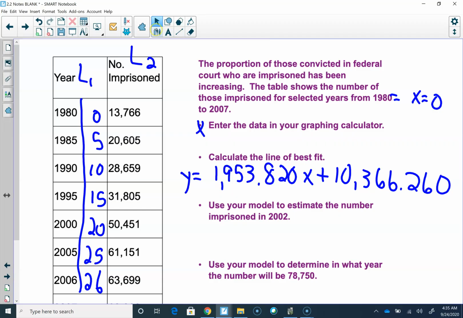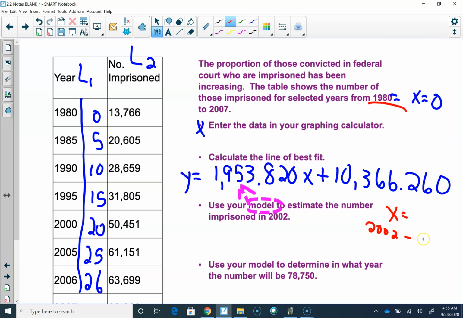And then use your model. So use your model, and the model in this case again is the equation. So use your model to estimate the number in prison in 2002. So in 2002, that ends up to be x equals, so I would go 2002 minus my year 0, which is 1980, and that ends up to be year 22.